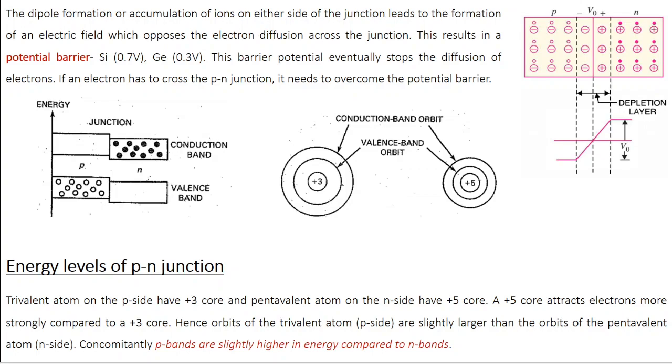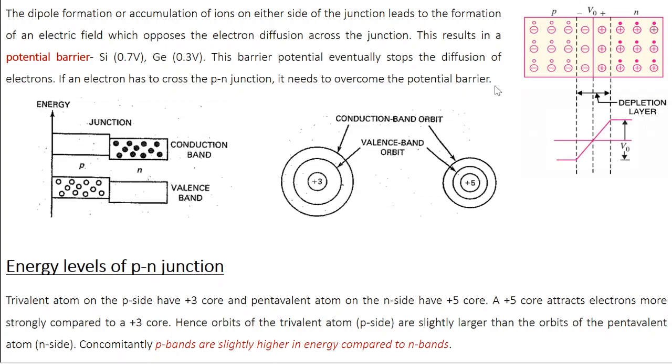Usually people talk in terms of potential rather than the electric field. So you can say the potential developed across the depletion region acts as a barrier against the charge diffusion. This is known as a potential barrier. Typically the potential barrier is of the order of 0.7 volt in the case of silicon and 0.3 volt in the case of germanium. The barrier potential eventually stops the diffusion of electrons, and if an electron has to cross the p-n junction now, it needs to overcome the potential barrier.